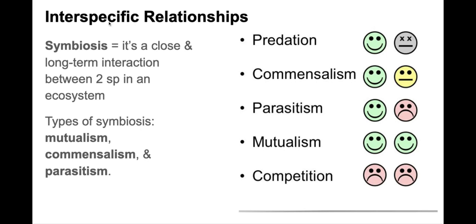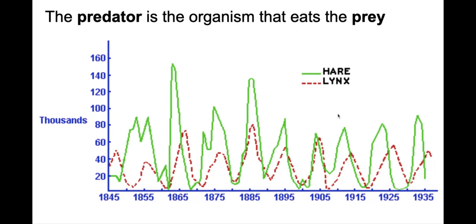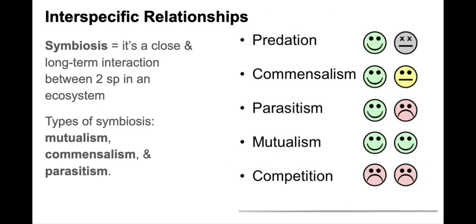Another type of interspecific relationship, and interspecific means between species. So we have symbiosis. Again, it's going to be a close and long-term interaction, so it doesn't happen like predation. Predation is not an interaction that happens over a very long period of time. It's a very short relationship, and that's why it's not considered as part of these ones. The relationship cannot be long because one of the organisms dies.